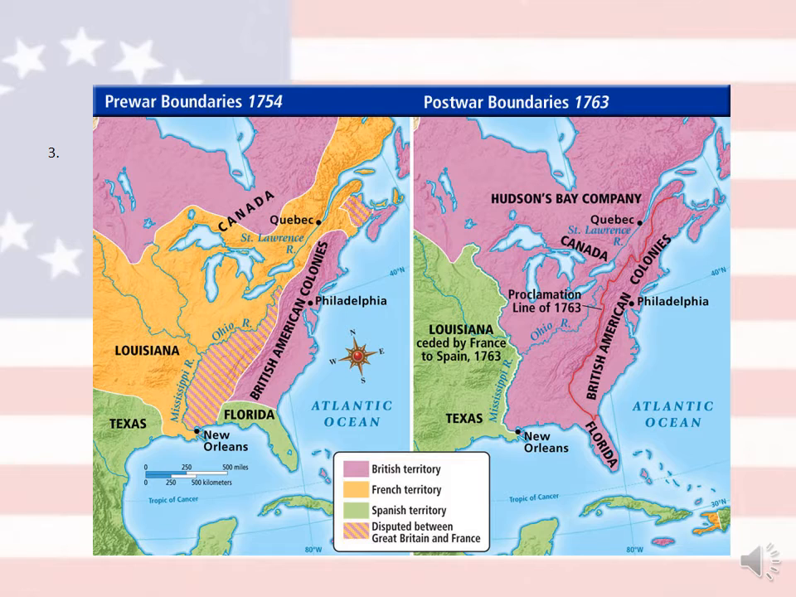And that proclamation line will become an issue here in a little bit because the colonists are going to disobey what Great Britain has to say, and they're going to move past that line because they want to expand westward.